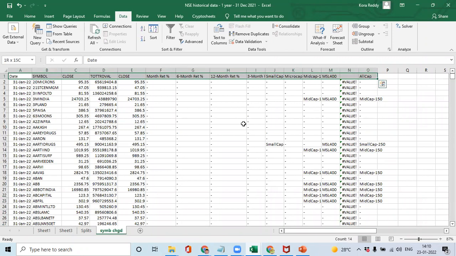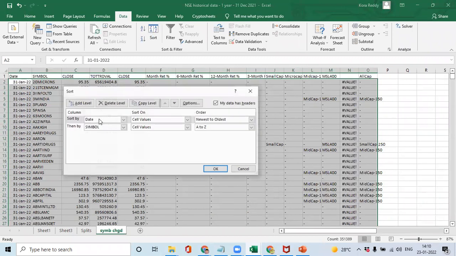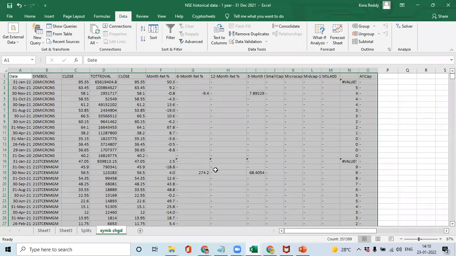Now I will sort it back, like all the symbols at one place and all the dates at one place. I think new to old. Right, so that's the first step: get the price data. Now, what is the second step?